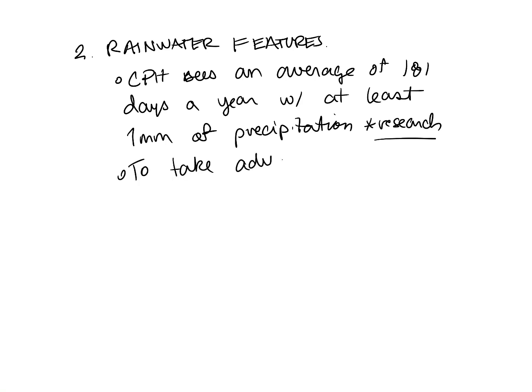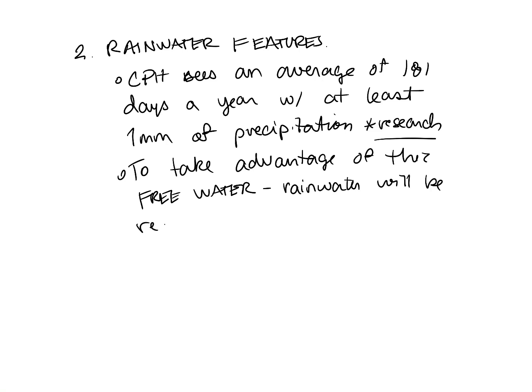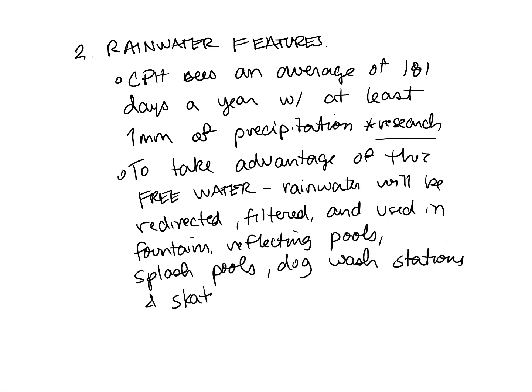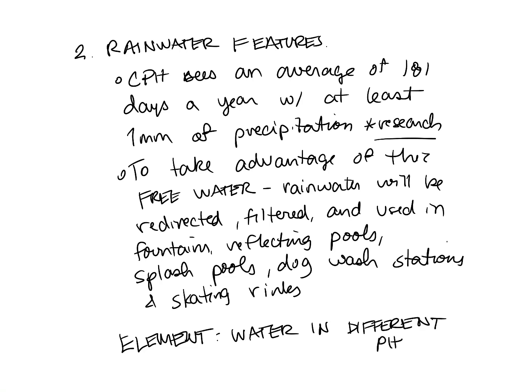To take advantage of this free water, rainwater is going to be redirected, filtered, and used in fountains, reflecting pools, splash pools, dog wash stations, and other water features like skating rinks on my site. I have room on my site for lots of programmatic elements because my site is a lot bigger than yours. You're going to have fewer programmatic elements that you can fit onto your site, but it's always better to start with a bigger list and reduce it down than to not have enough programmatic elements to think about.